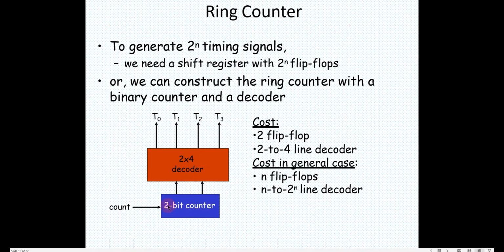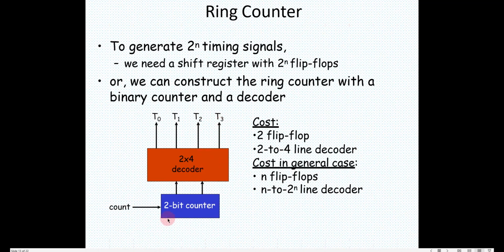So it is going to count 0 0 first. A decoder, one of its signals will be high based on the inputs. For 0 0, T0 will be high, then it becomes 0 1, then T1 will go high and this will go low, and for 1 0, T2 will go high. And for 1 1, T3 will go high.